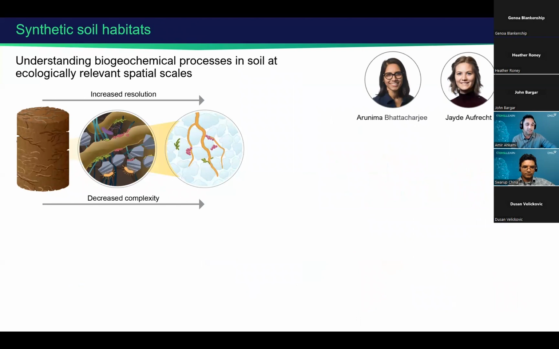So the next is our synthetic soil habitat capability. As you know, soil is spatially heterogeneous, and in soil, we cannot control all the variables to study details about biogeochemical processes. So that's why our scientists created these synthetic soil habitats. With these systems, we can reduce the complexity of the soil and then increase resolution so that we can manipulate parameters for testing hypotheses that we cannot test in real soil.